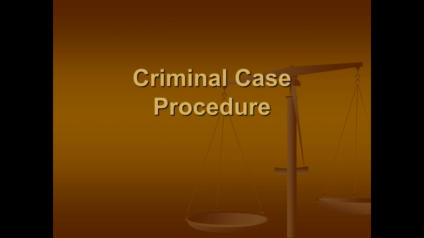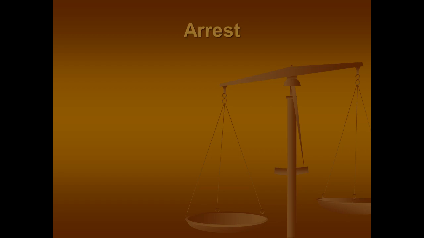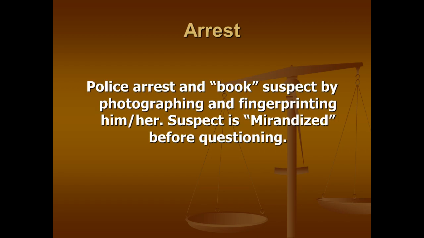All right, on to criminal case procedure. A lot of this is similar, but a lot of it is different. All this stuff before we get in the courtroom, very, very different. So the first thing that happens is an arrest. This is when the police arrest and quote-unquote book them. And they photograph, fingerprint, and the suspect is usually Mirandized before questioning.